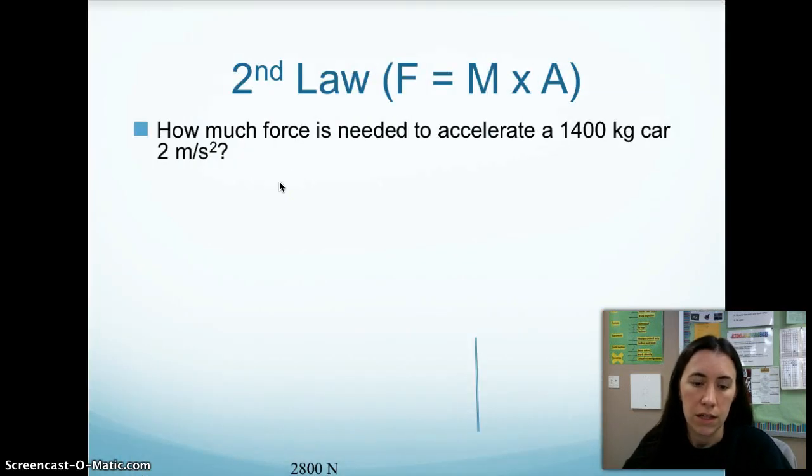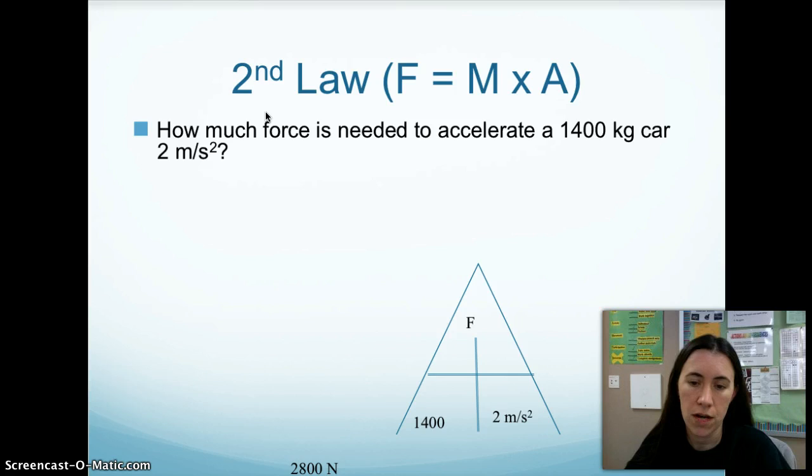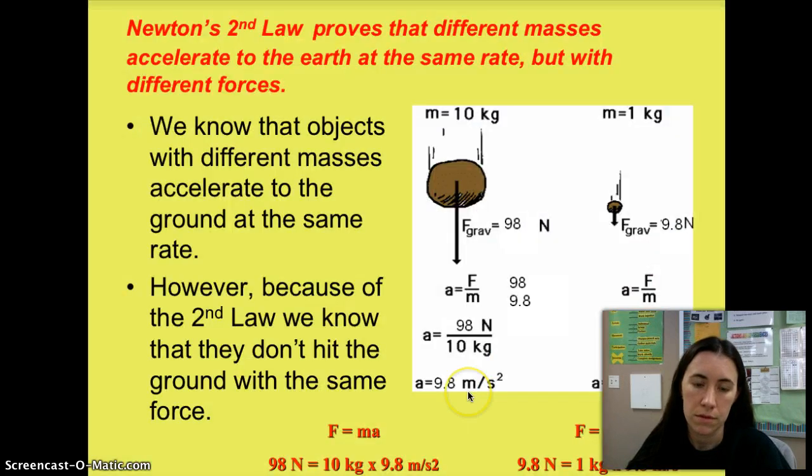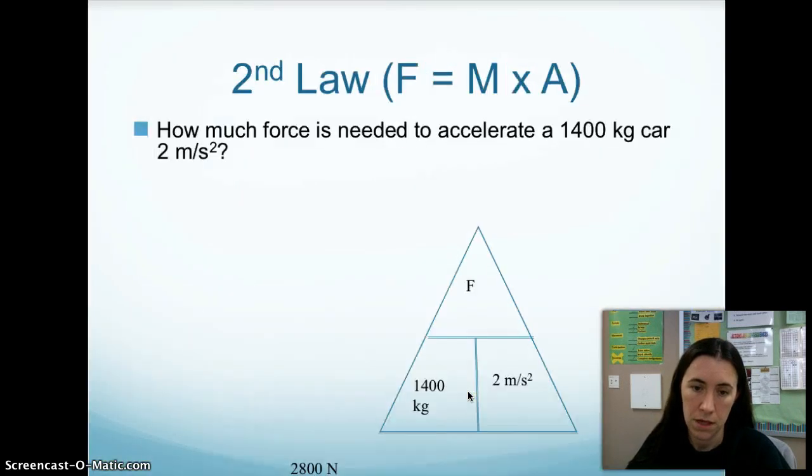All right, so let's take a look at an example here. How much force is needed to accelerate a 1,400 kilogram car 2 meters per second squared? So we're looking for force. Let's put our triangle in. Our mass goes here. Our acceleration goes here. Since they're matching colors, you multiply. And your answer is 2,800 newtons.